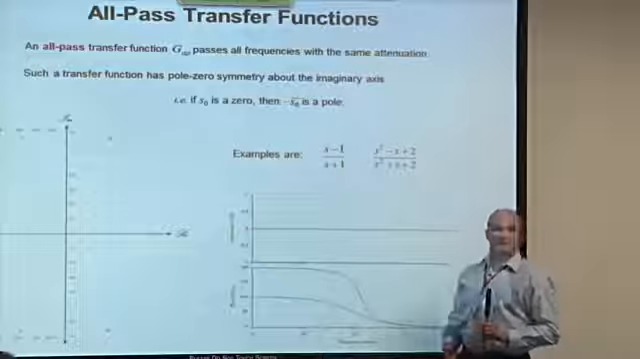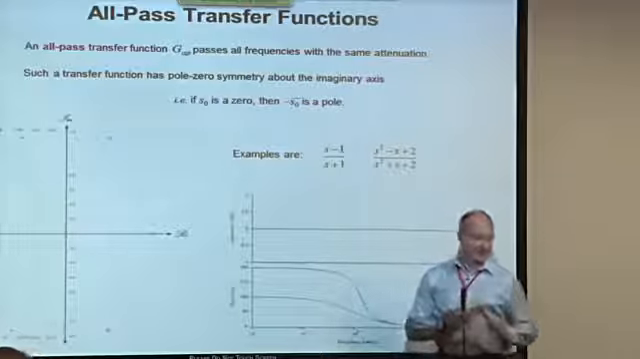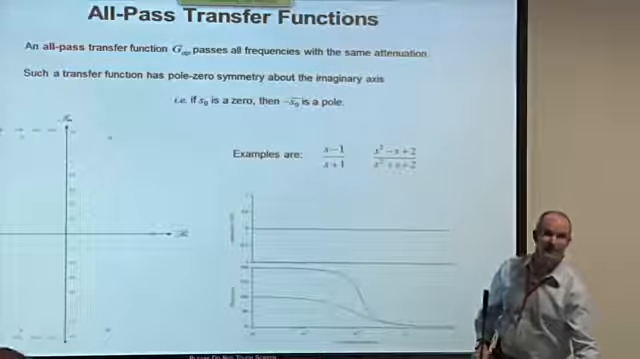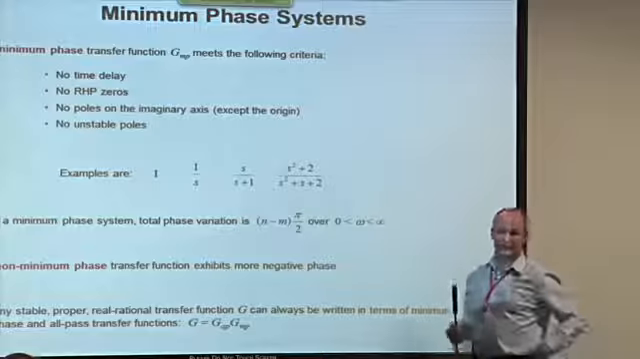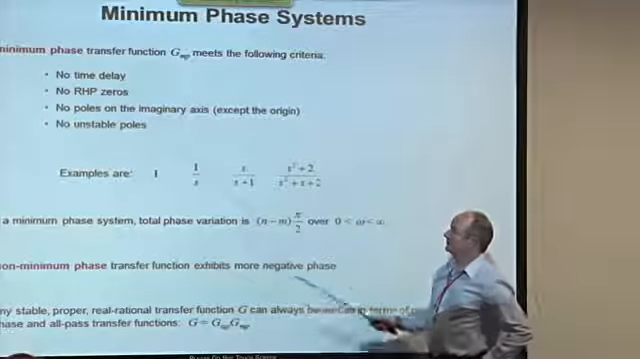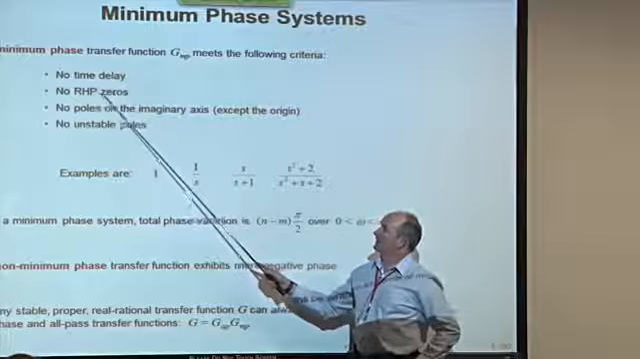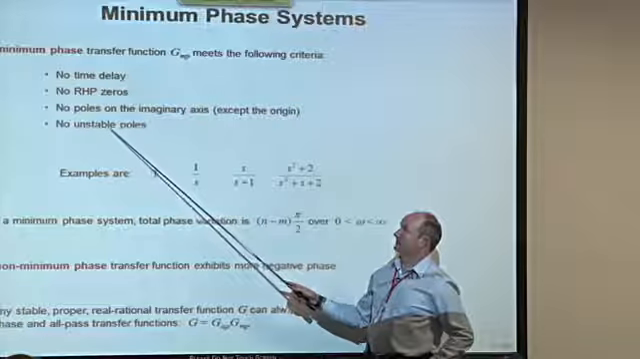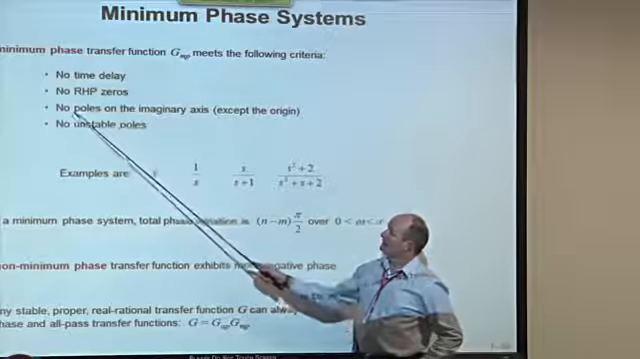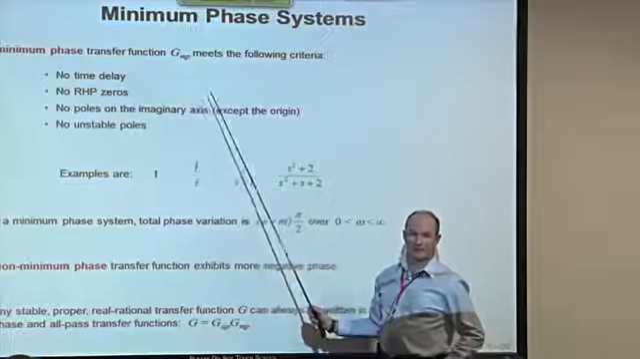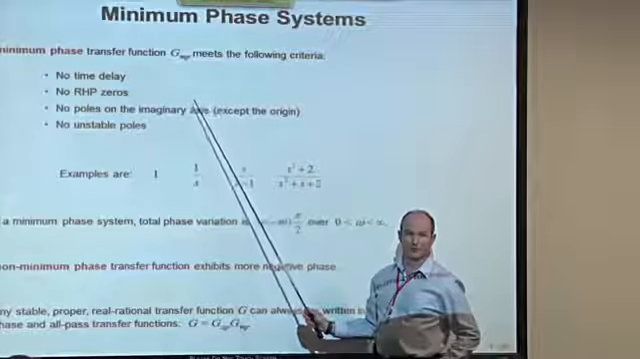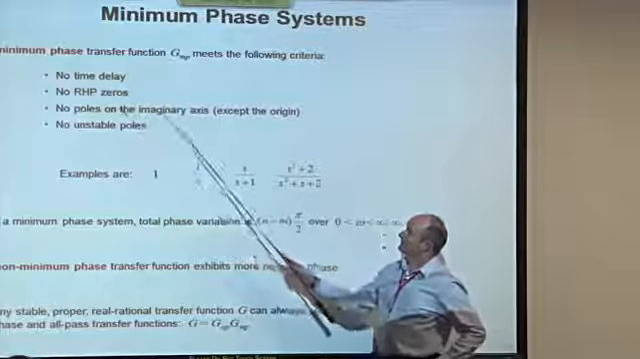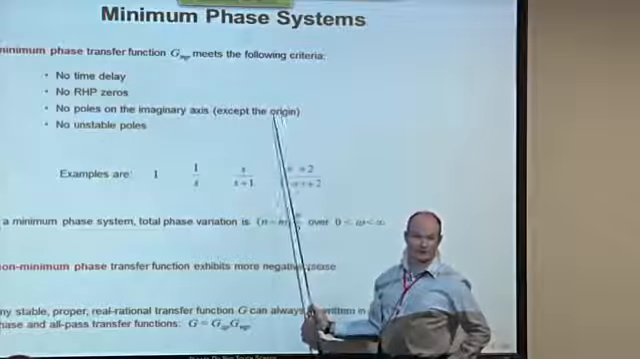The other type of system that I want to introduce to you is called the minimum phase system. And in order to qualify as a minimum phase system, it must have four characteristics. First of all, it must be well behaved, because it needs no time delay, no right half plane zeros, no left half plane zeros either. No right half plane poles either, because it's stable. And if it's got poles, they mustn't lie on the imaginary axis. We don't allow oscillators to be called minimum phase, but we do allow integrators to be called minimum phase. So if it has poles on the imaginary axis, the only place they're allowed to be is at the origin.